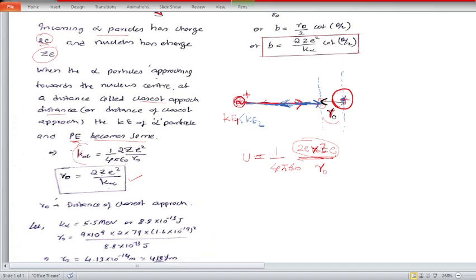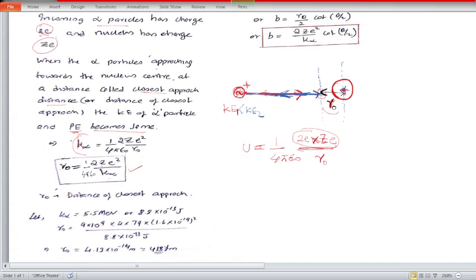You can see, we will be having this constant also. So 4 pi, 2Z e square by the kinetic energy of the alpha particle with that constant. Okay, 1 by 4 pi epsilon 0 also will be there. So that is the expression for the distance of closest approach.